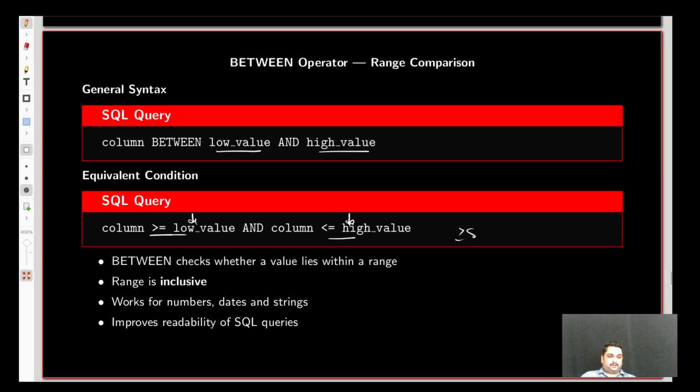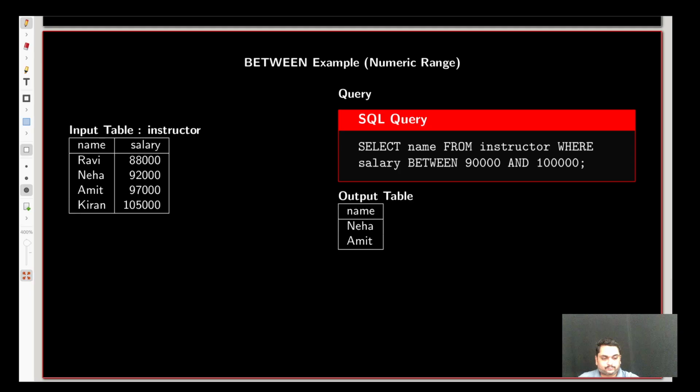If I say greater than or equal to 80 and less than or equal to 90, it is the same as between 80 and 90. So the range is inclusive of both sides. It works on numbers, dates as well as strings, and improves readability of SQL queries. For example, select name from instructor where salary between 90,000, that is greater than or equal to 90,000 and less than or equal to 1 lakh. That is the meaning here.